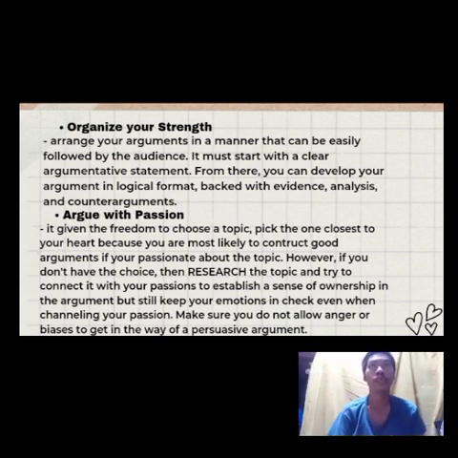Argue with passion. If given the freedom to choose a topic, pick the one closest to your heart because you are most likely to construct a good argument if you're passionate about the topic. However, if you don't have the choice, then research the topic to try and connect it with your passion to establish a sense of ownership in the argument. But still keep your emotion in check. Even when channeling your passion, make sure you do not allow anger or biases to get in the way of a persuasive argument.